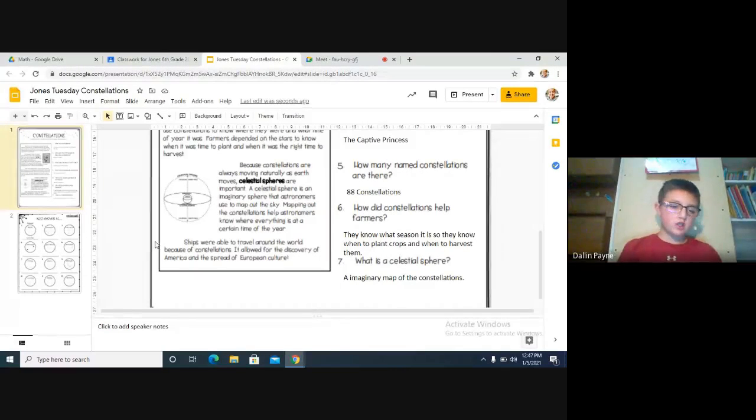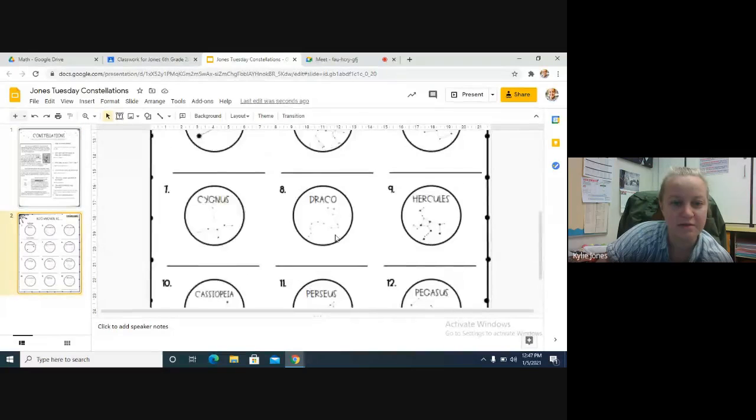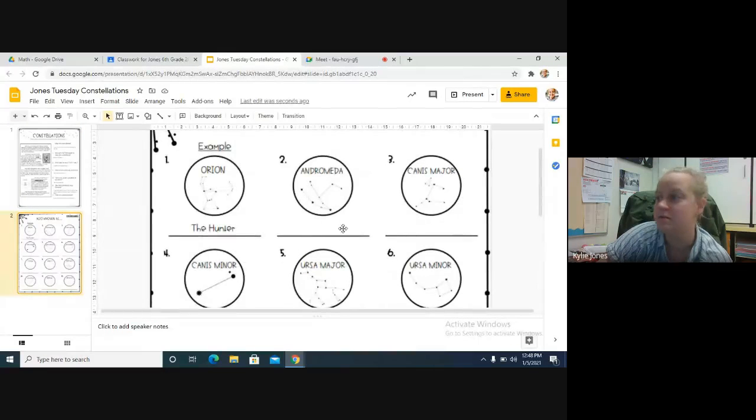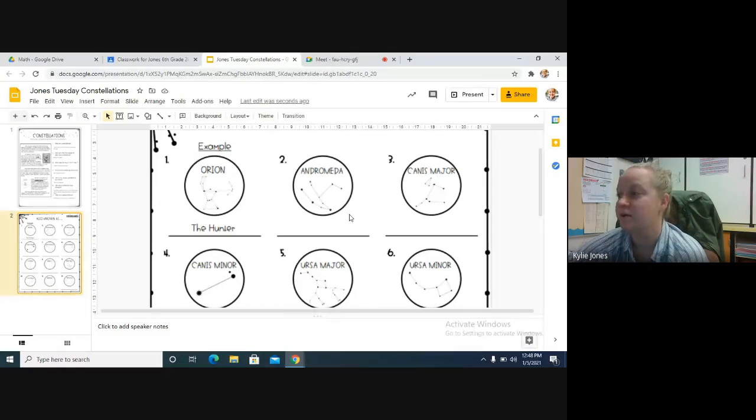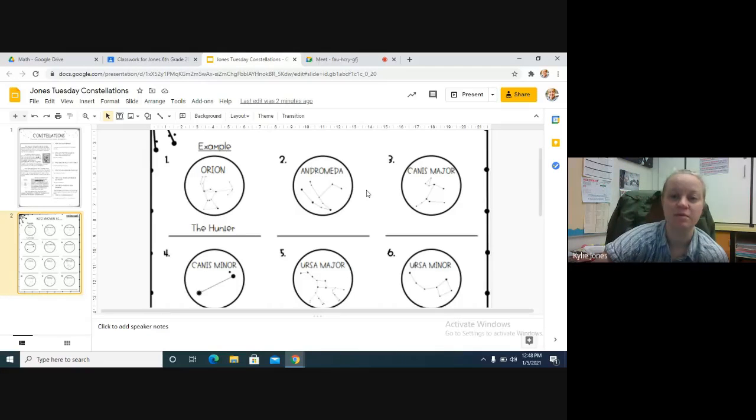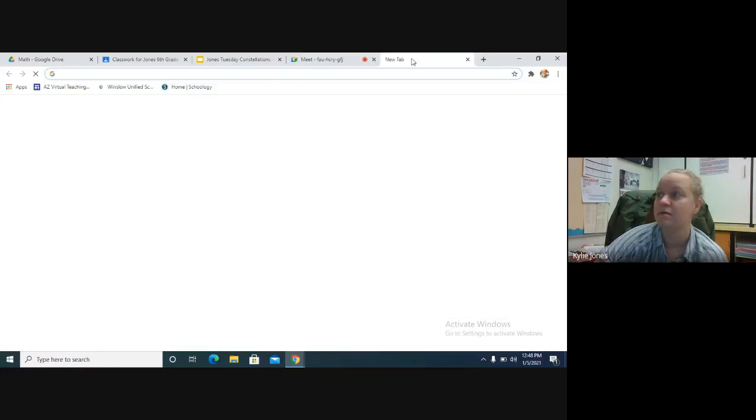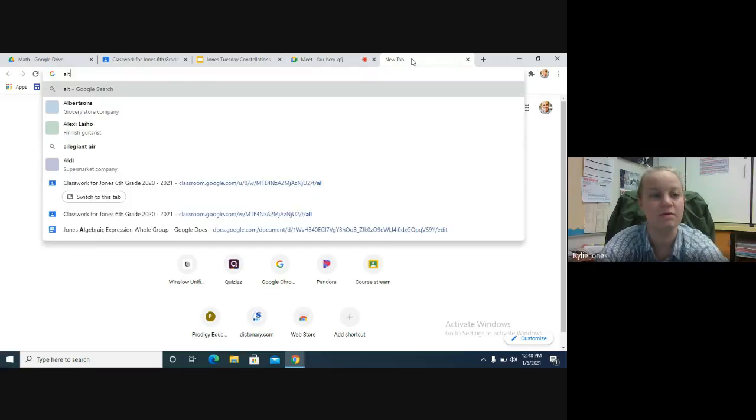It just shows the ship on the second one. Yeah, so what I'm going to do, I found a website really quick that has all of these on it, I believe, that has the name of them. So let me look this up really quick.